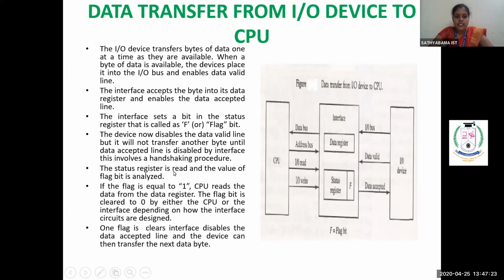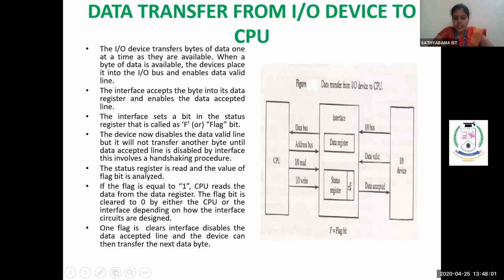The status register is read for the status value. The flag bit is analyzed. If the flag is equal to 1, the CPU reads the data from the data register. The flag bit is cleared to 0, either by the CPU or the interface, depending on how the interface circuits are designed. I said already, whenever the flag register is 1, it reads the data. The CPU reads the data from the data register. If it is 0, the CPU thinks that no interrupt is coming from the peripheral device. Once the flag is clear, the interface disables the data accepted line.